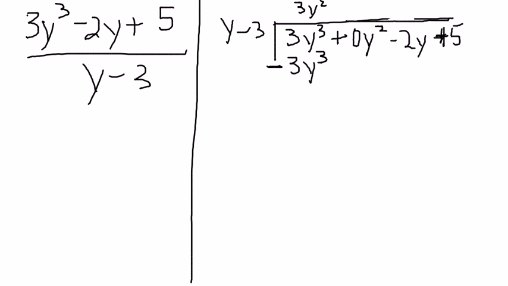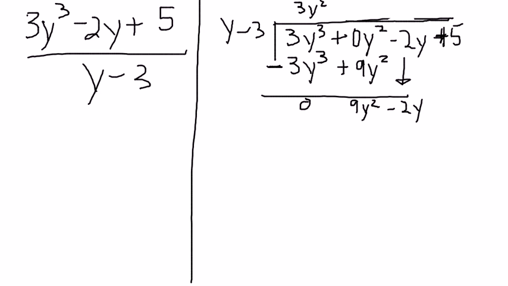Now, you're not done. What's 3y squared times negative 3? That's just negative 9y squared, but negative sign. So, the negative times negative is positive, so it becomes a positive. So, 3y cubed minus 3y cubed equals 0. 0y squared plus 9y squared equals positive 9y squared. And now you bring the negative 2y down.